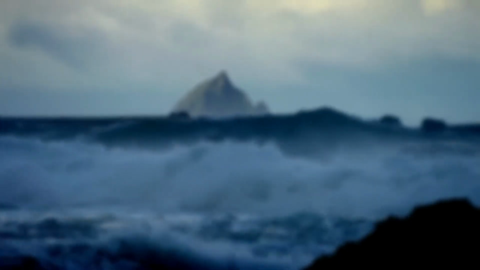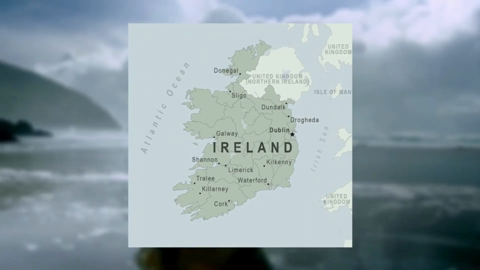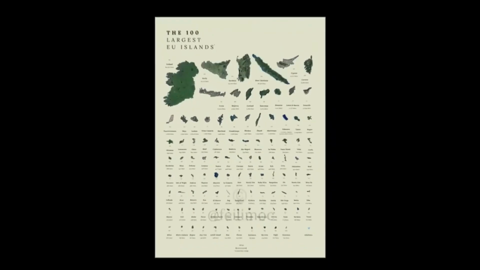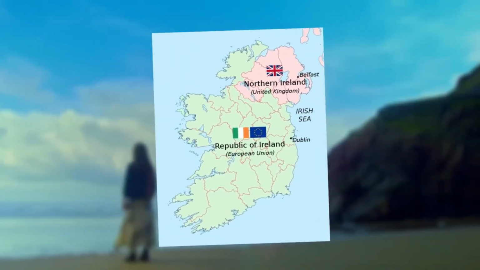Ireland is an isle located in northwestern continental Europe and is surrounded by hundreds of smaller isles. It's the third largest island in Europe and the 20th largest in the world. It's formed by two countries, the Republic of Ireland and Northern Ireland. If you want to keep learning about Ireland, join us in this video.